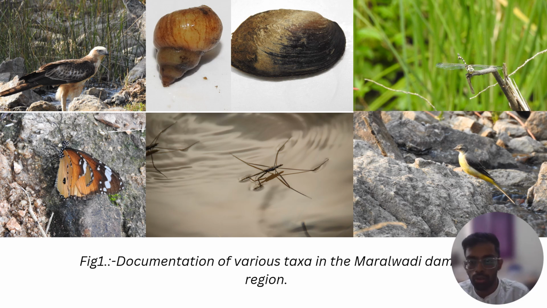These are the photos of the various taxa documented in the Malwadi Dam region. To say so, here you have the changeable hawk eagle, or the crested hawk eagle. Then you have, as I told, one of the scrapers and one of the collector filters. Then in the alternates, you have the common clubtail. Then that's the plain tiger butterfly. Then you have the water striders, and that's the gray wagtail.